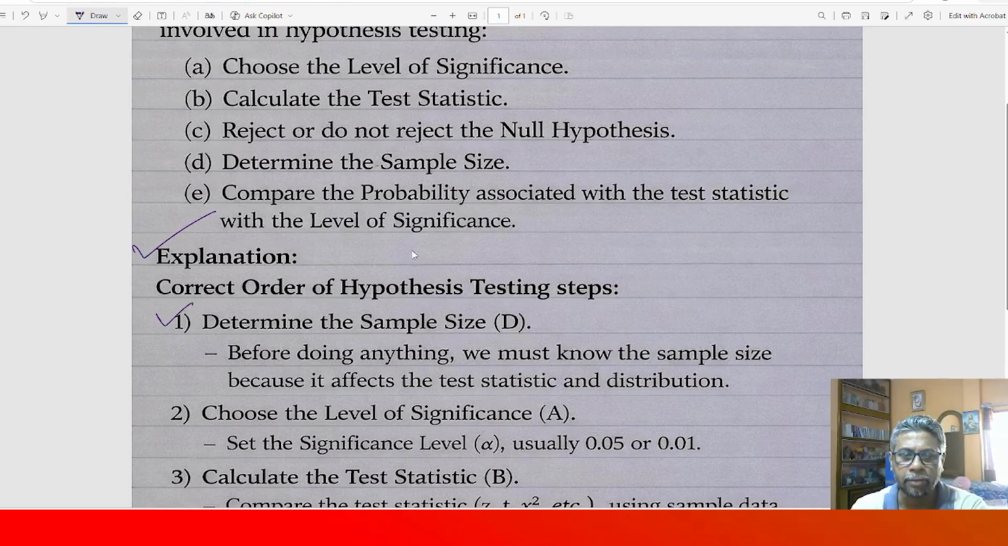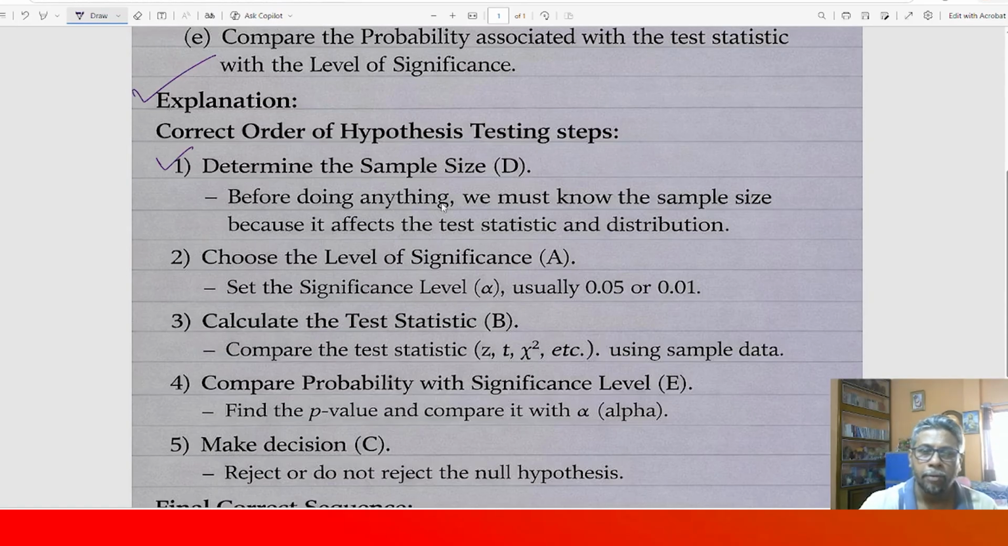First of all, determine the sample size. Before doing anything, we must know about the sample size because it affects the test statistics and distribution. This is a very important point. The sample size is a very, very important point. Determine the sample size at first.